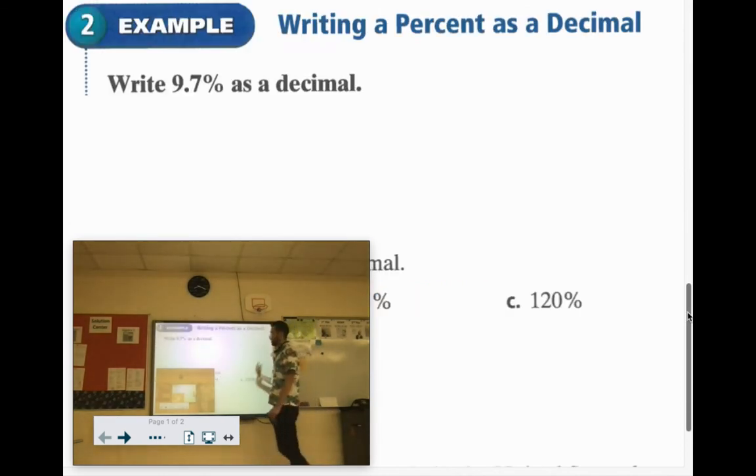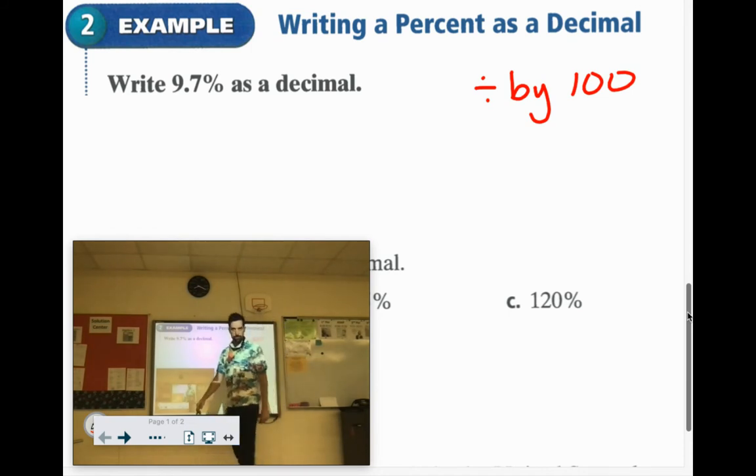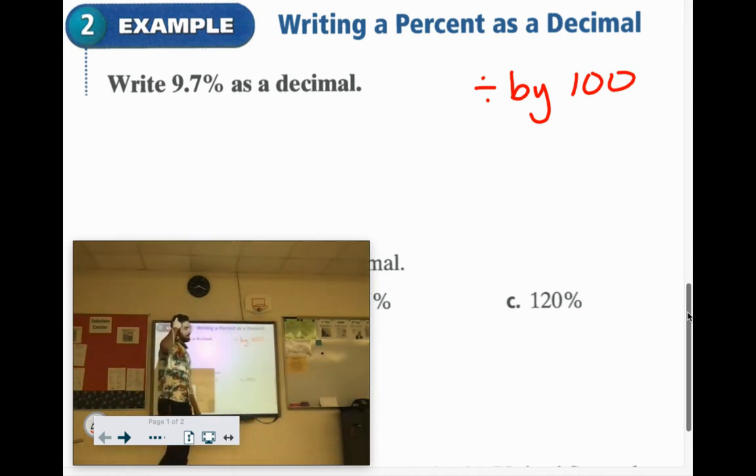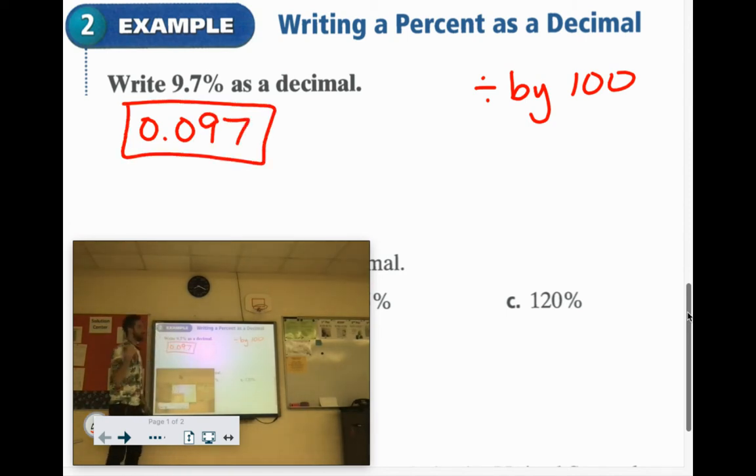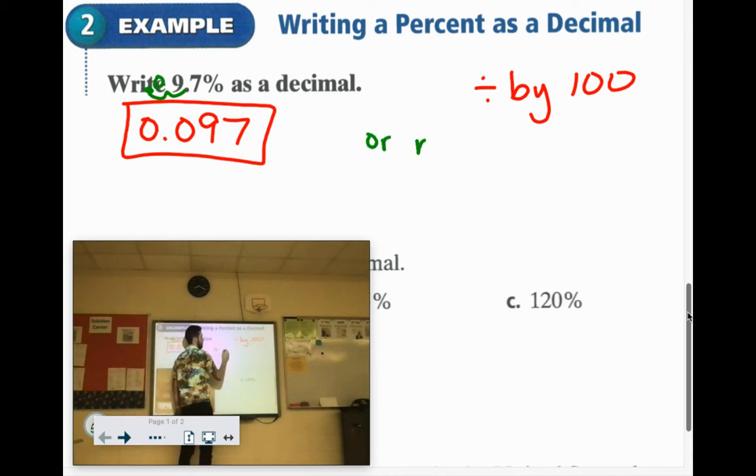Writing a percent as a decimal couldn't be easier. You just divide it by 100. That's it. So 9.7%. If you do 9.7 divided by 100, it'll tell you it's 0.097, and that is correct. So you could just divide by 100, or you can move the decimal 2 places to the left. It becomes 0.097.